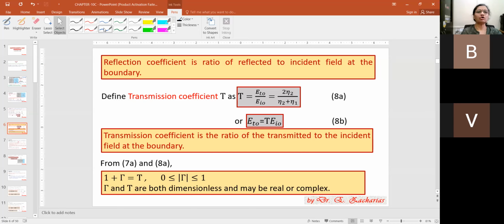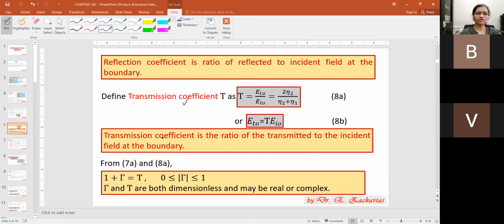For the transmitted wave, we talk about the transmission coefficient, capital T or tau. This is the Greek letter tau, and that was also a Greek letter, capital gamma. So tau is equal to the ratio of the transmitted field to the incident field, Et naught by Ei naught. And again, take this formula: the transmission coefficient is equal to 2 eta 2 divided by eta 2 plus eta 1. Or you can write Et naught equal to the transmission coefficient into Ei naught.